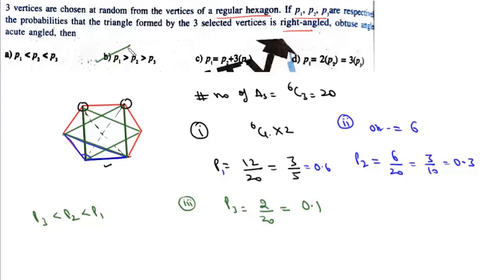And if we look at this option C, which is P2 plus 3P3. Now P2 is 0.3 and 3 times P3 is also 0.3. So this is 0.6 and it will be equal to P1. So this option C is also correct. So the correct options are D and C.